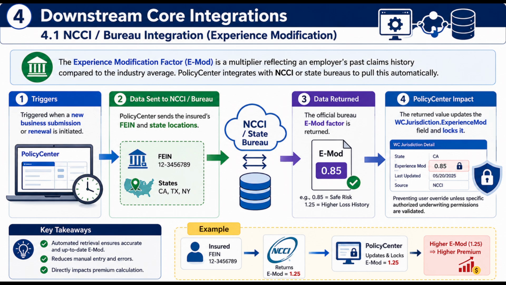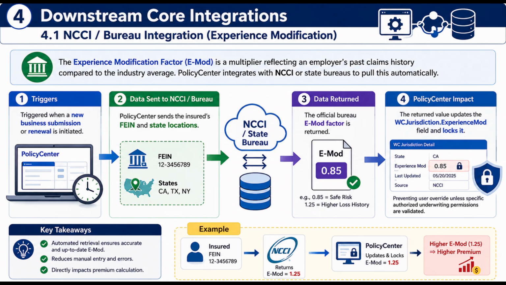The technical execution of this data exchange relies on automated system triggers embedded natively within the PolicyCenter transaction lifecycles. When an underwriting user initiates a new business submission or triggers a policy renewal term, the system automatically aggregates a data payload containing the unique business entity identifiers, specifically the Federal Employer Identification Number and the designated state locations. This data package is dispatched via an application programming interface directly to the external bureau database.